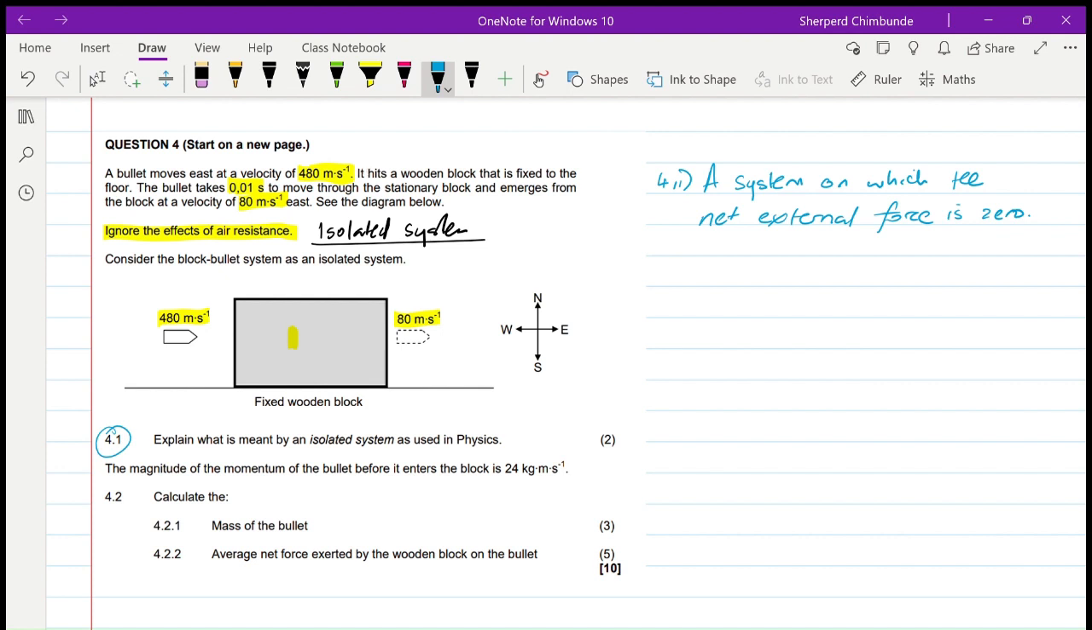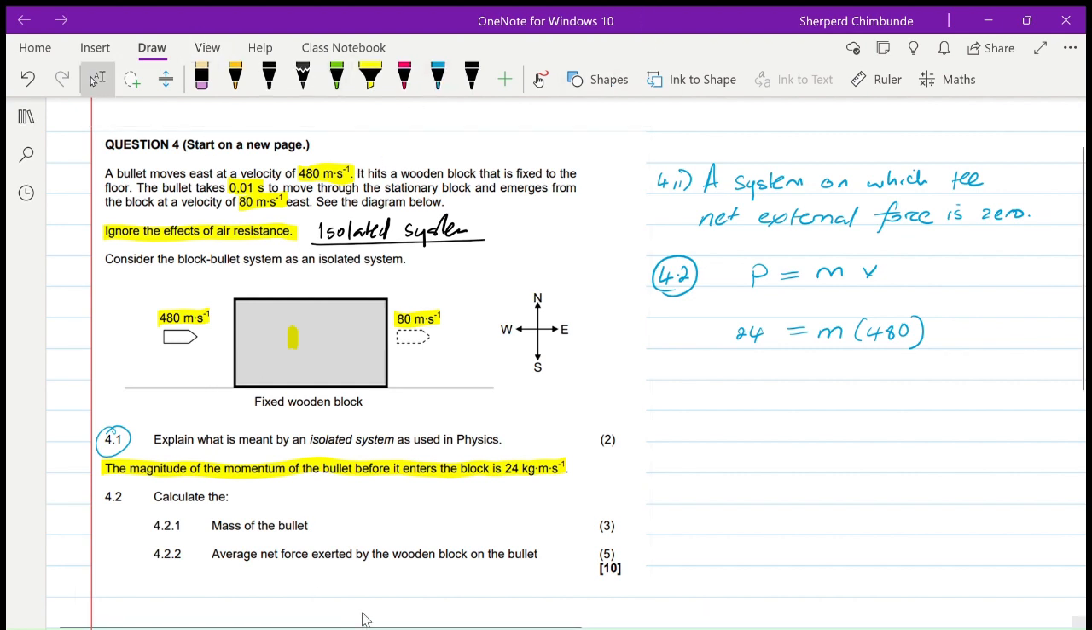All right, then number 4.2, they ask you to calculate the mass of the bullet. Now they've just said the magnitude of the momentum of the bullet before it enters the block is 24 kg·m/s. So we can use that information to calculate its mass by saying momentum is equal to mass times velocity. So we put our 24 equal to the mass, which we don't know, but we do know that the velocity is 480 meters per second.